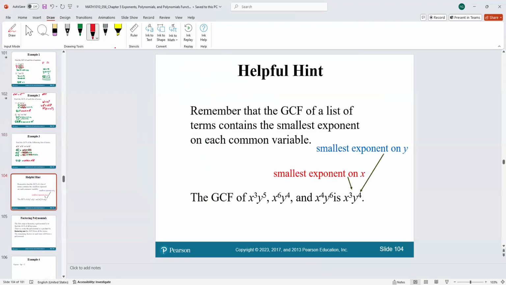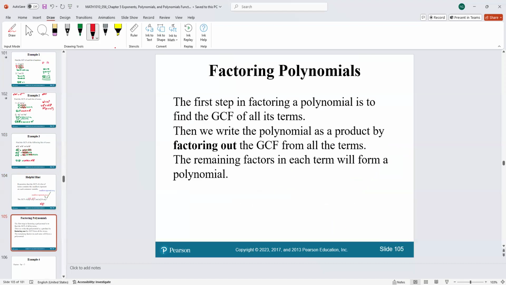But let's suppose that we're not going to do all of this afterwards. Remember that the GCF of a list of terms contains the smallest exponent on each common variable. Look at that: the smallest exponent on x, because you have x power 6 and x power 3, so we take the smallest one, and the smallest exponent on y, because we have y power 4 and y power 5. So we know the GCF would be x power 3, y power 4 for only the two of them. The first step in factoring a polynomial is to find the GCF for all its terms. Okay, the first step in factoring trinomials is to find the GCF, so we're going to do that, okay?